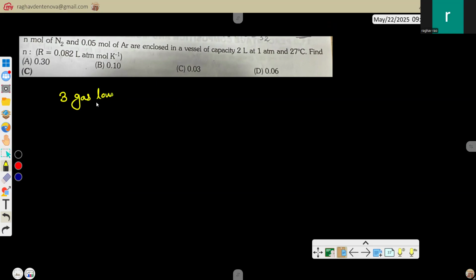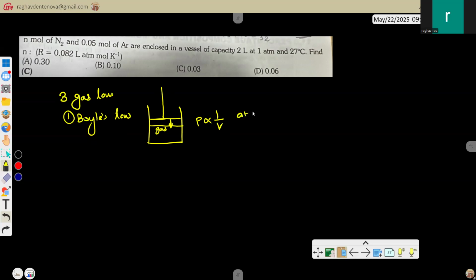The first one is Boyle's law. Boyle's law states that whenever I take a system like this and I take a piston like this and I put some kind of gas here, when I increase the pressure over this gas, what will happen? When I push the piston down, the volume of the gas will decrease. So I can say pressure is inversely proportional to volume. This was given by Boyle's law at constant temperature.